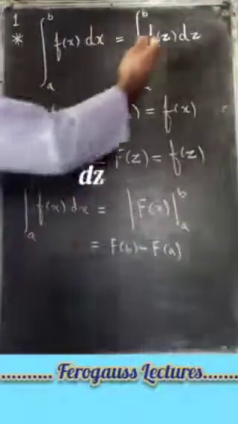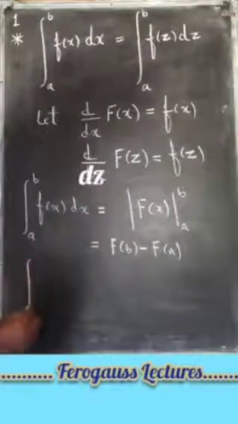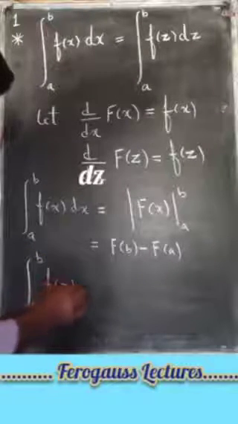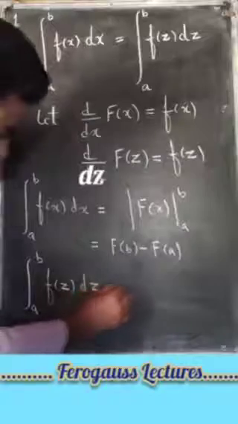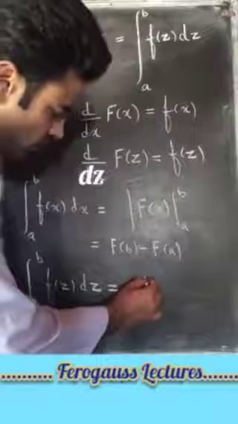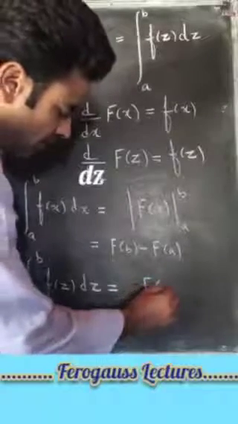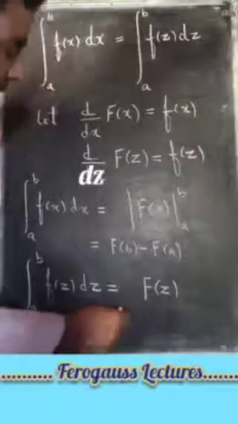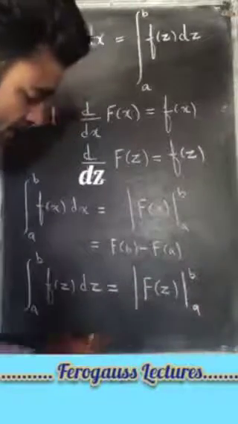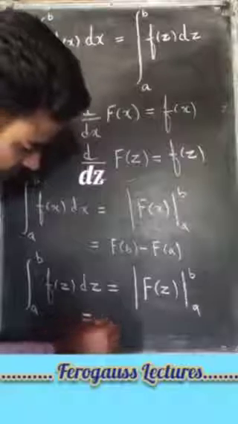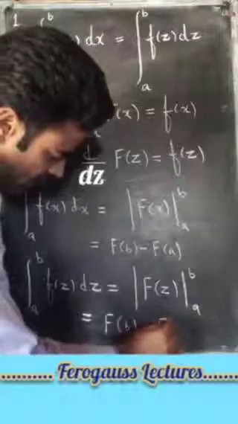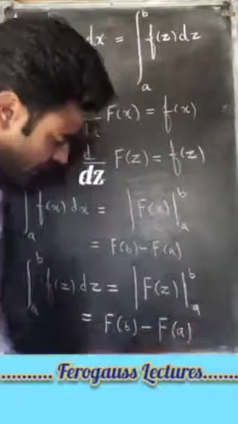Okay, now we take this integral, a to b f(z) dz. Again, by the fundamental theorem of calculus, this is equal to F(z) with limits from a to b. So that is further equal to F of upper limit, that is F(b), minus F of lower limit, that is F(a).